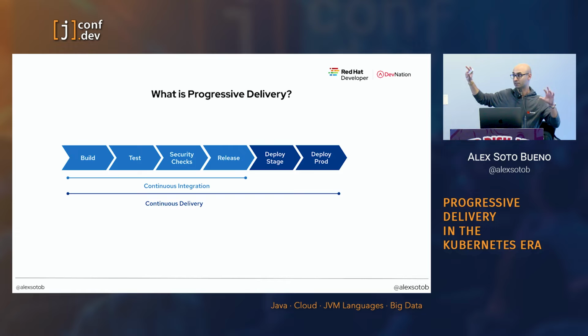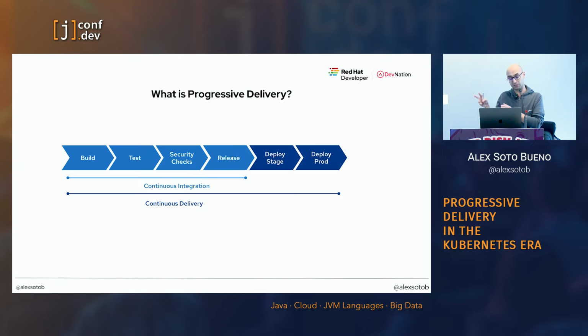And when I say release here, in the context of continuous integration, it's just taking this build, this package. In the case of Java, maybe it's a jar file. In the case of Kubernetes, it's a container image. And we release to an artifact repository, for example Artifactory, Nexus, or if you are in containers, any container registry, like for example Quay or Docker Hub. So this is the continuous integration part.